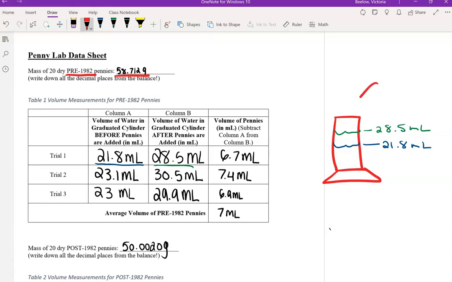And think about what happens when you're adding pennies and there's water in here. What could potentially happen that could impact the accuracy of the test results, and therefore why we had to do three trials? Again, we were taking 20 pennies and adding them to this graduated cylinder, which was filled with water. So this was the data for the pre-pennies, before the year 1982. Be sure to use the average volume when doing your calculations for density.